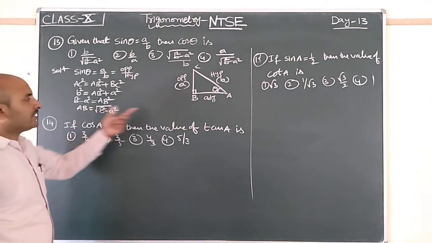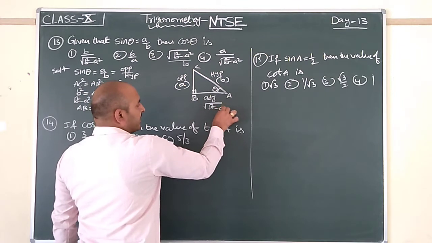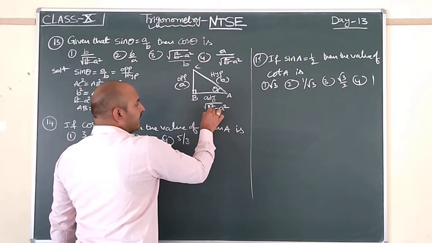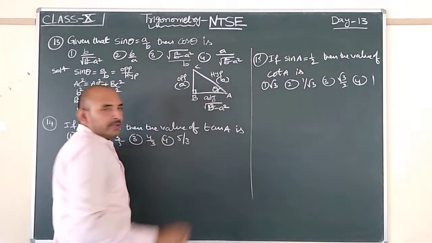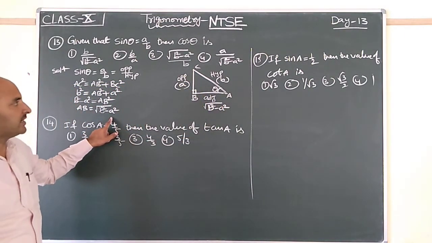So what about the AB side? It is the root of B square minus A square. AB is equal to root of B square minus A square.